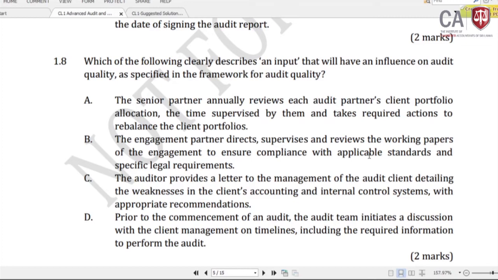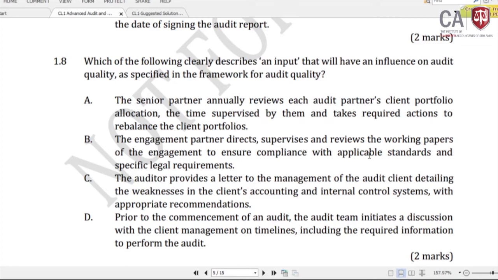So I request all of you to go and see again the study text, especially audit quality. So that is a highly examinable area. So if you can remember the quality framework, there were five items in the quality framework: input, process, output, then key interactions, contextual factors. Cannot remember? There are five factors in the framework of the audit quality.